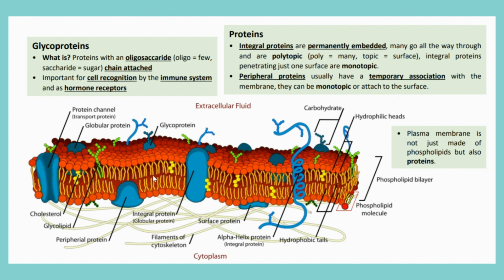All right, so integral proteins are permanently embedded, that means they're just going to be there. They are polytopic, that means they go through many surfaces. Sometimes integral proteins may be monotopic, but mostly they are polytopic in nature. Now, peripheral proteins usually have a temporary association with the membrane, and they can be monotopic or attached to the surface.